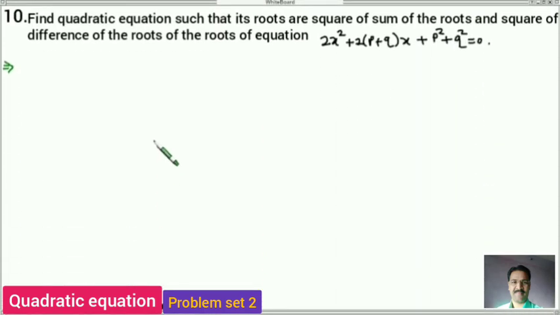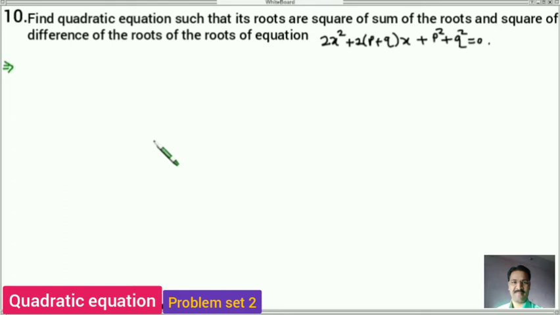Okay, friends, in the 10th example, the question is: find a quadratic equation such that its roots are the square of the sum of the roots and the square of the difference of the roots of the equation 2x square plus 2 into p plus q into x plus p square plus q square is equal to 0. So from this information we are going to find one required quadratic equation. Okay, let's solve.